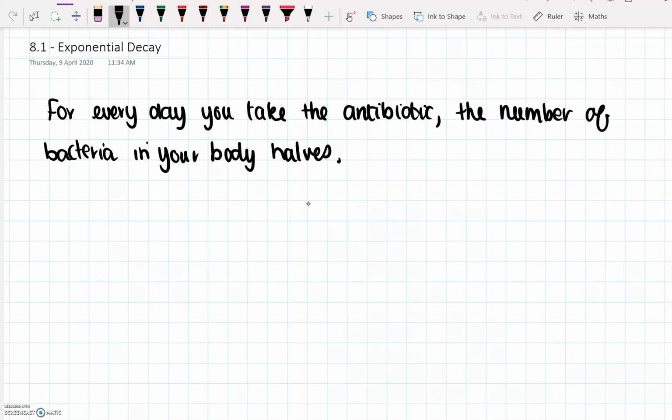So for every day you take the antibiotic, the number of bacteria in your body halves. That means it's going down. Therefore, this is going to be exponential decay. It works the same way as exponential growth. So let's say at the beginning, on day 0, when you go to the doctor, you've gone to the doctor because you're sick, and let's say that on day 0 you have 100,000 bacterial cells in your body.